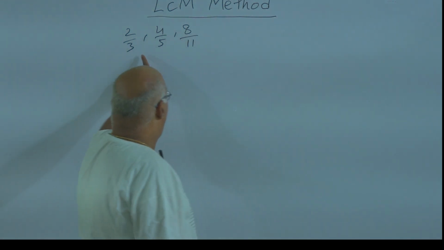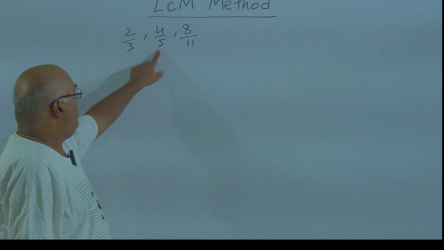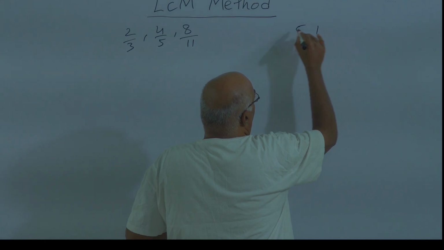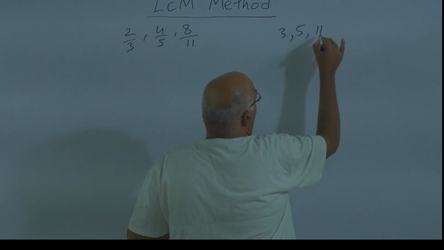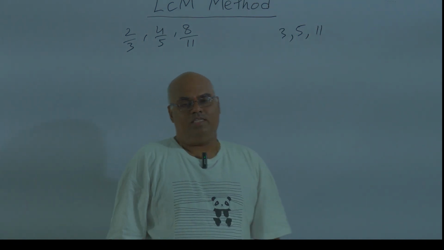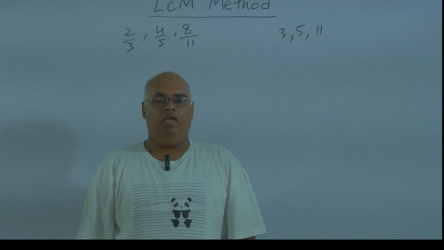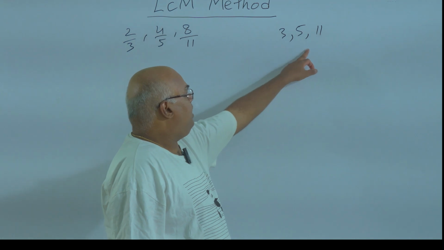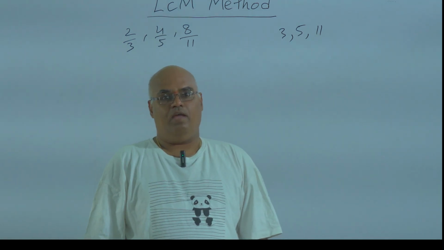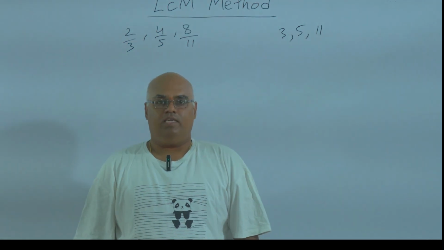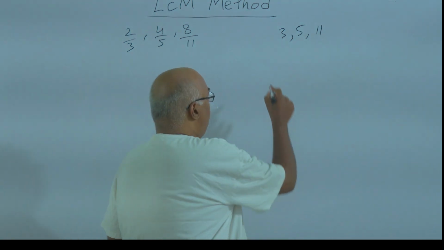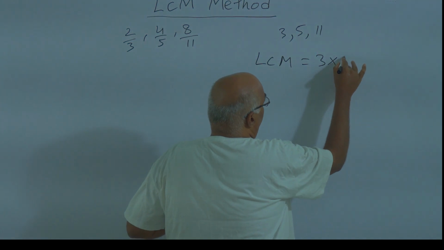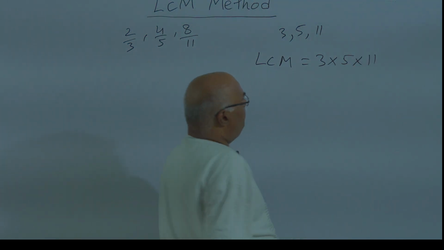If you see the denominators, I have the numbers 3, 5 and 11. In the LCM method, first we take the LCM of the denominators. Here all three numbers are prime numbers. They are the prime factors, so we can directly multiply them. So LCM will be equal to 3 into 5 into 11.